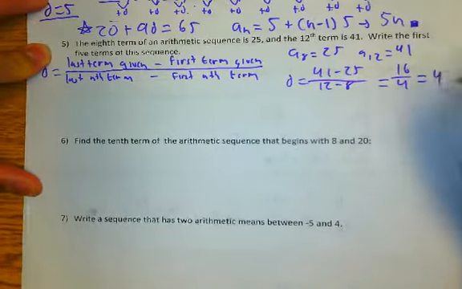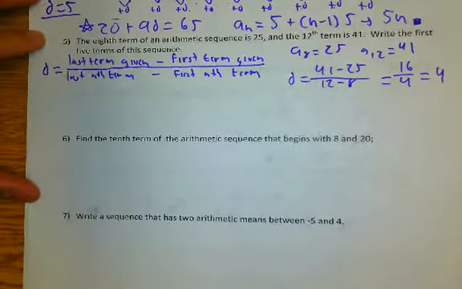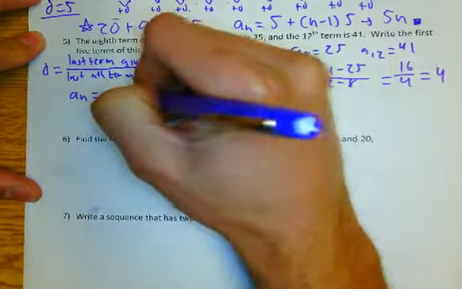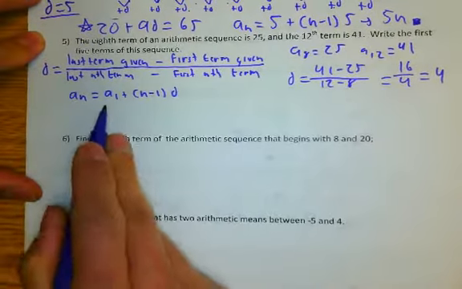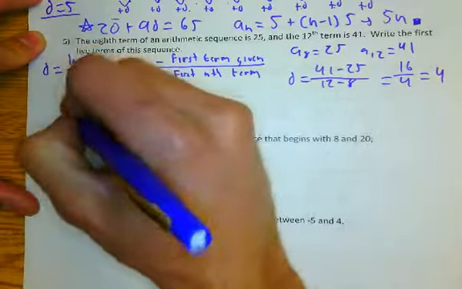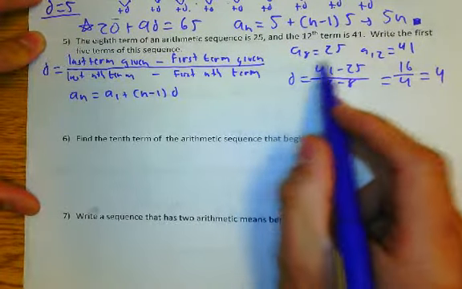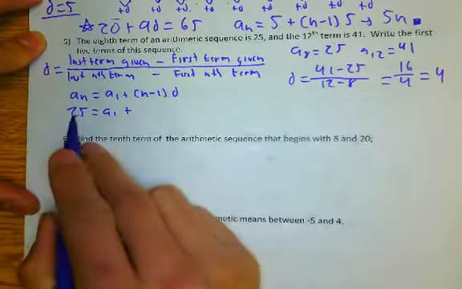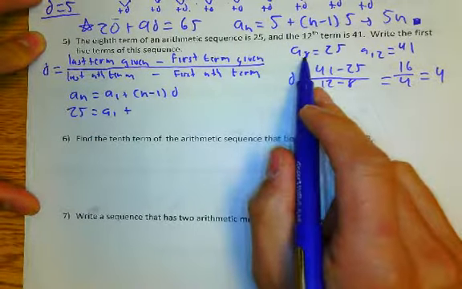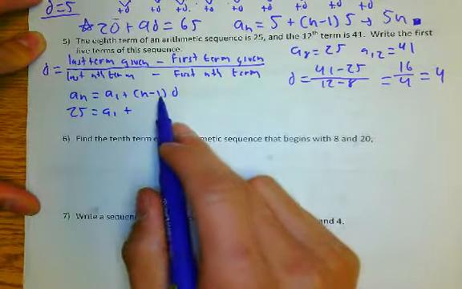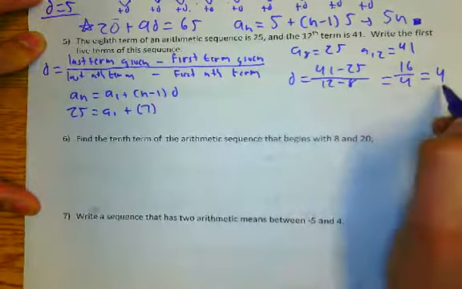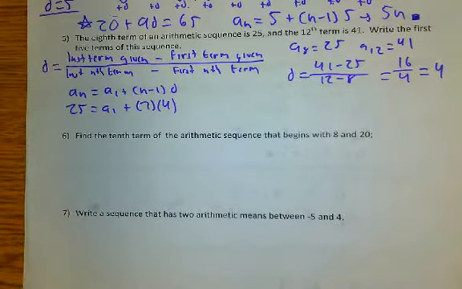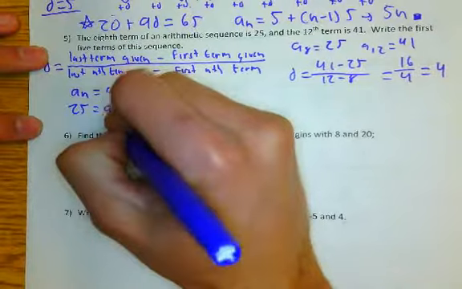Okay. Once I have the common difference, I'm going to use the formula a sub n equals a sub 1 plus n minus 1 times d to figure out the first term, and I'm good to go. Okay? So I'm going to plug in. I typically like to pick the lower values to keep the math simple. So I'm going to say 25 is equal to a sub 1 plus, well, 25 was the 8th term, so I'm going to plug in 8 there. So 8 minus 1 is 7 times d, which is 4, right? So then what's 7 times 4? 28. And 25 minus 28 is negative 3. That means that the first term is negative 3.